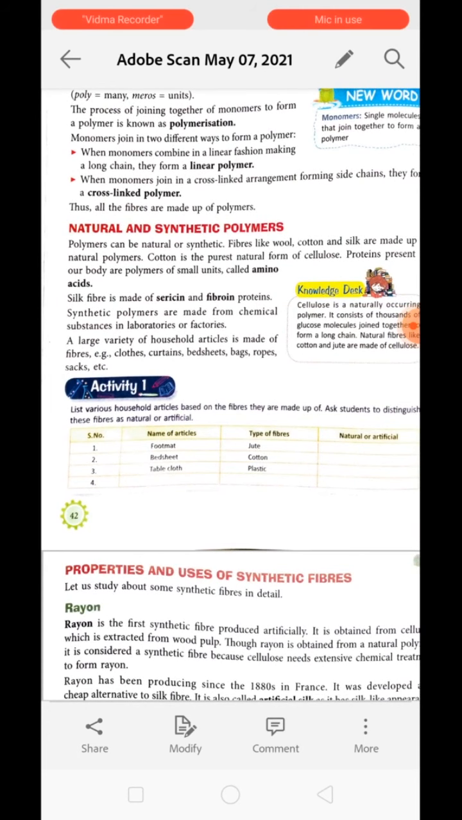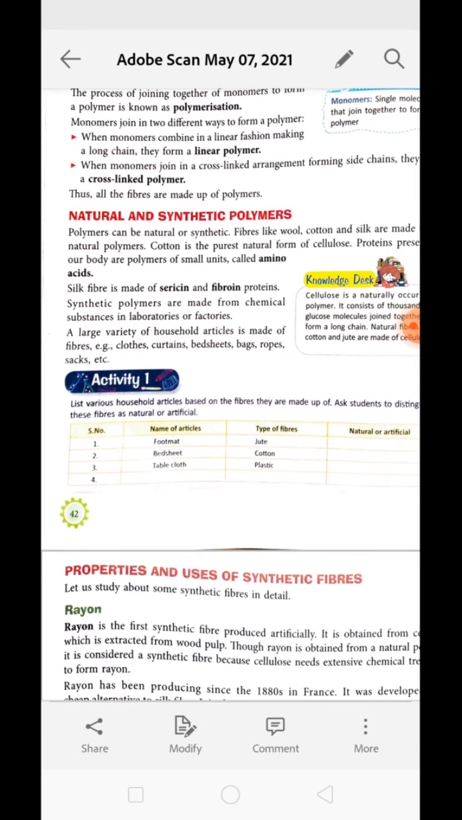Now the natural polymers, for example cotton, are also made up of many monomers. For example, cotton is the purest natural form of cellulose, whereas protein, what is protein? Protein is a long chain formed by the fusion of many amino acids together. So the amino acid is acting like a monomer, whereas protein is acting like a polymer. Understood?